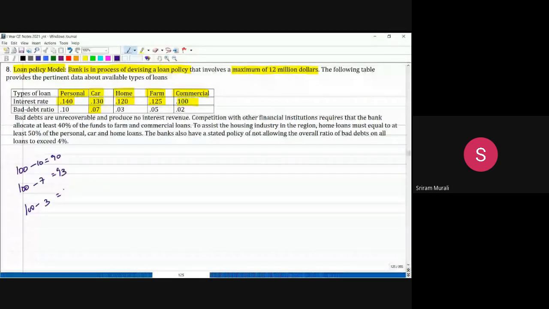So in all these cases, because this is given in percentage, the total is 100. So this 90% which is recovered, where? In the interest of 0.14. 93% recovered, where? In the interest of 0.13. 97% recovered, where? In 0.12. Do you first understand what is given?